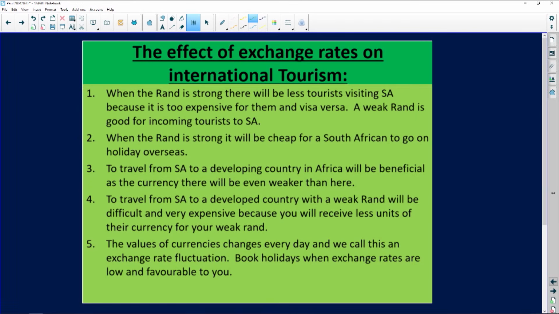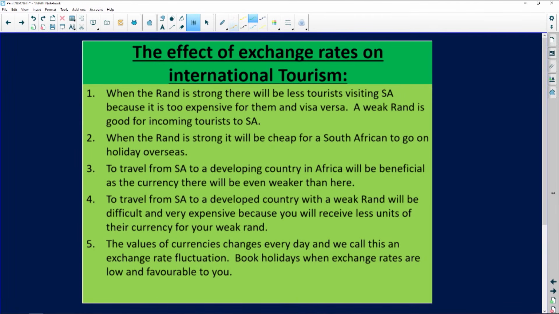All right, so to conclude this chapter, the effect of exchange rate on international tourism. Remember, tourism can be local, but tourism is also international when we compare countries with each other. So what effect do exchange rates have on international tourism? Let's have a look. When the rand is strong, there will be fewer tourists visiting South Africa. As I explained earlier, our rand is strong in comparison with the major currencies, which means it's not worthwhile for people to come to South Africa and pay for holidays here.